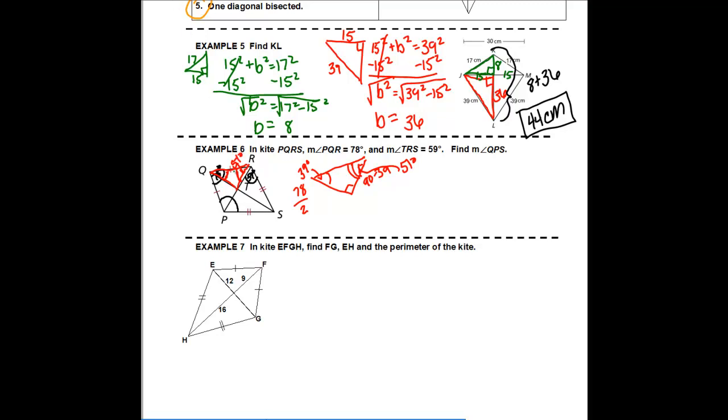And then don't forget, this entire angle is congruent to this entire angle. So 51 plus 59, 51 is this angle here, 59 is this angle here. Add them together and that gives you 110 for the whole angle.